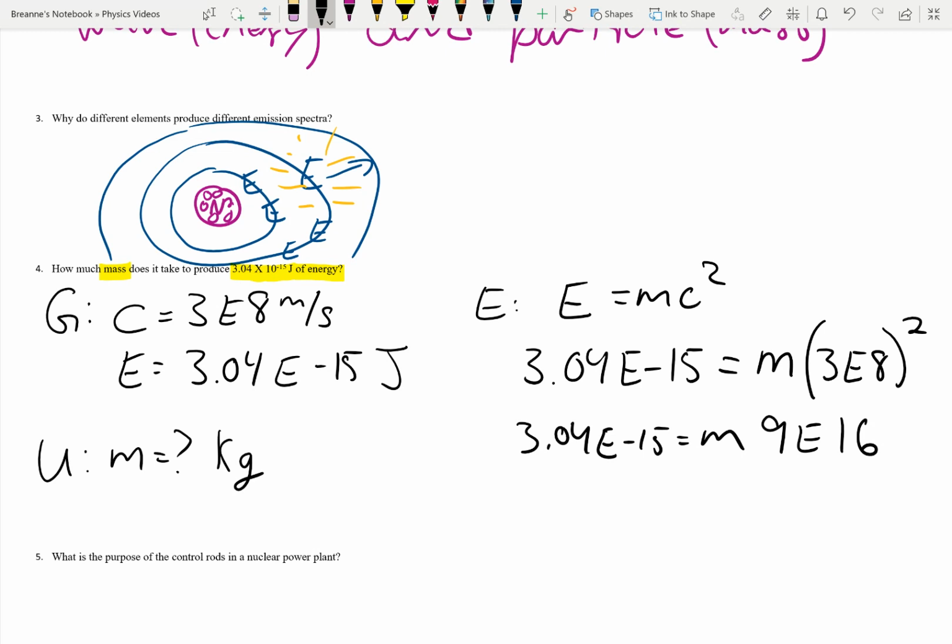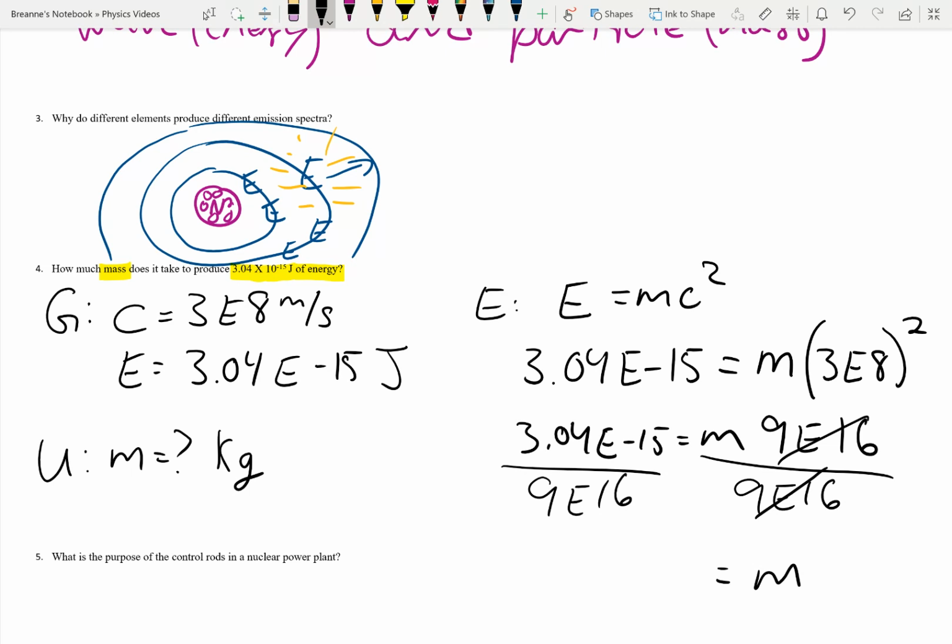We need m by itself. It's being multiplied. The opposite of multiply is divide. And what we do to one side, we have to do to the other. So you get that m equals, and again, you would type in 3.04 second comma to get that capital E, negative 15, divided by 9 second comma to get that capital E, 16. You want to make sure that everything is cooperating.